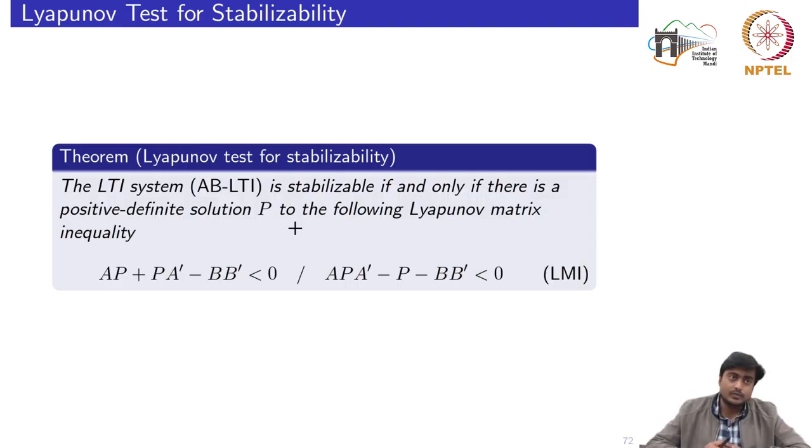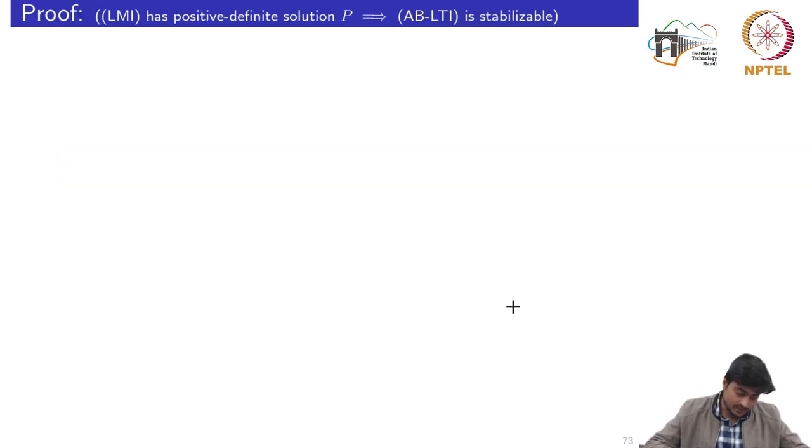The last test is the Lyapunov test for stabilizability. It says that the system is stabilizable if and only if there is a positive definite solution P to the following Lyapunov matrix inequality. Okay, so this is in the continuous time and this is in the discrete time domain, if we are having this pair AB coming from the discrete time system, and we term this as an LMI, which is a linear matrix inequality. So let's see the quick proof for this result.